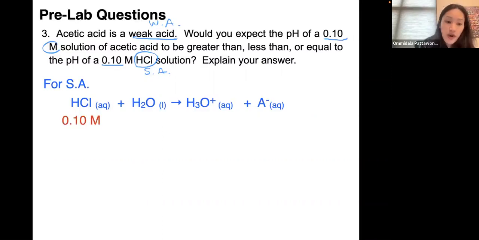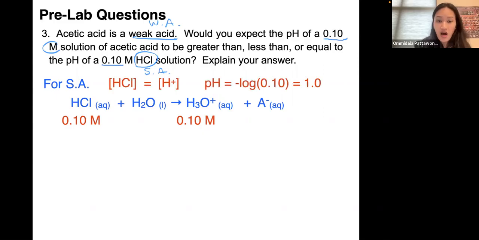Okay, so if we have 0.1 mole per liter of hydrochloric acid, it is a strong acid, so you are going to end up with the same concentration for hydrogen ion as well. Because we know the concentration of hydrogen ion, the pH of this solution can be calculated using the negative log of that concentration of hydrogen ion, right?